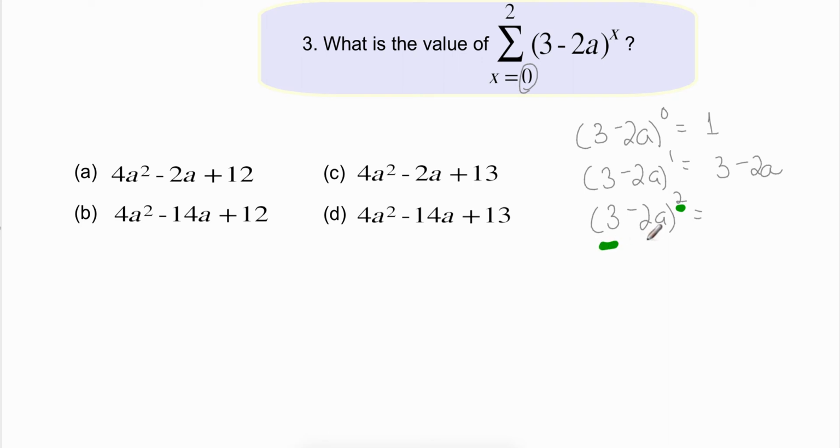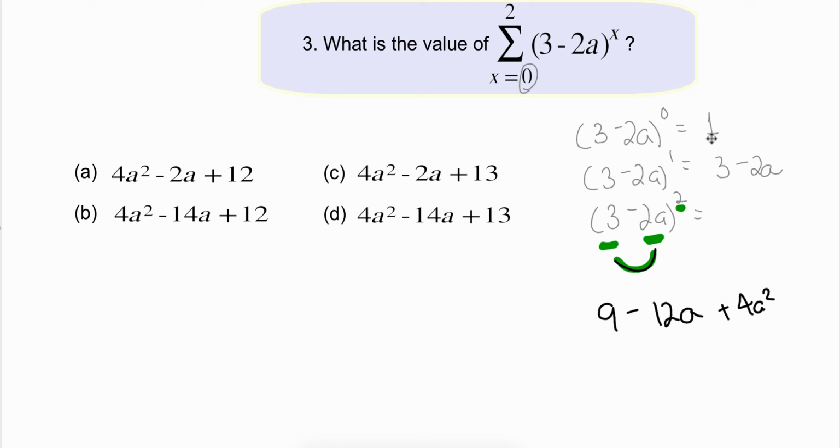Square the first, square the last, double this product to complete my task. Okay, well, 3 squared is 9 plus 4a squared. Double this product. Well, this product is negative 6a, doubled to become negative 12a.